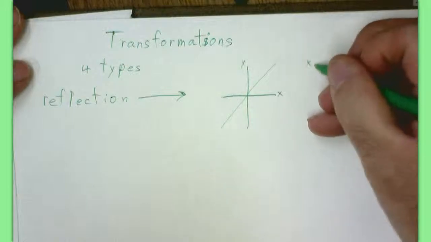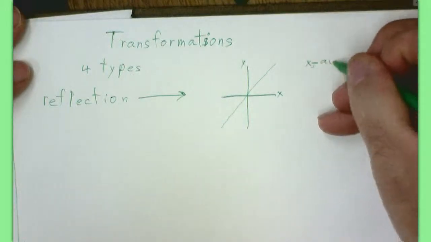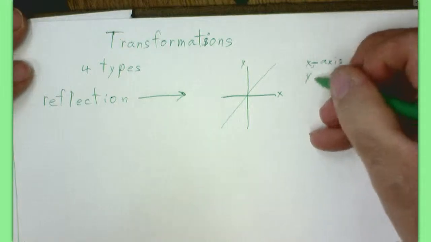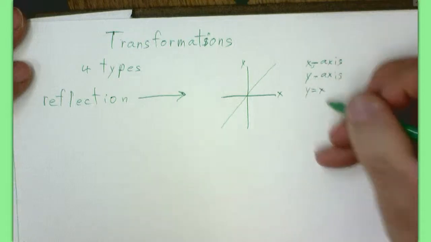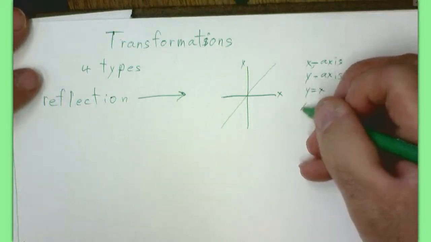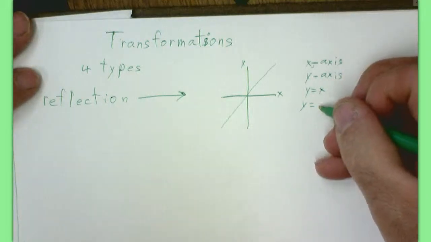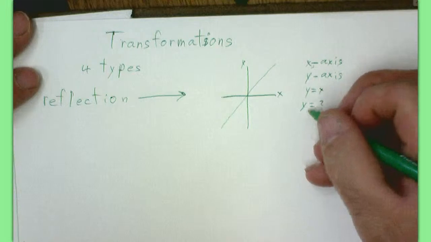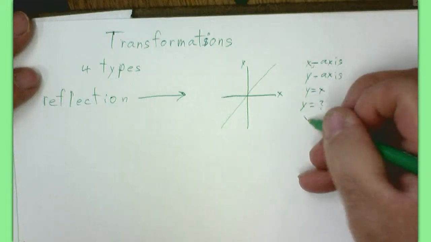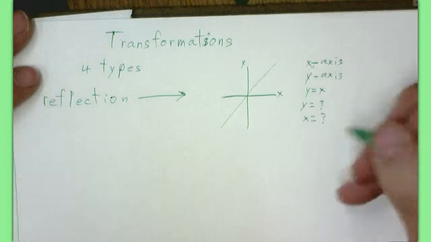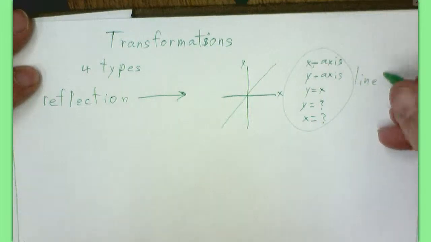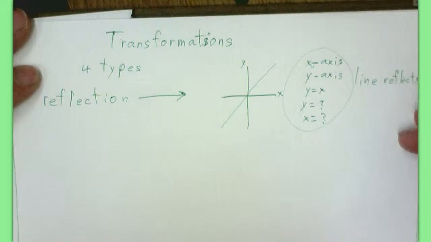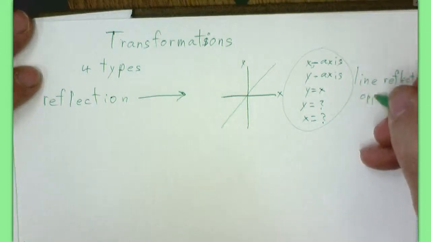So we might reflect over the x-axis, the y-axis, the y equals x line, or the y equals a number, which could be y equals 1, y equals 2, y equals -5, or the x equals a number. So those are all line reflections. And that is an opposite isometry.